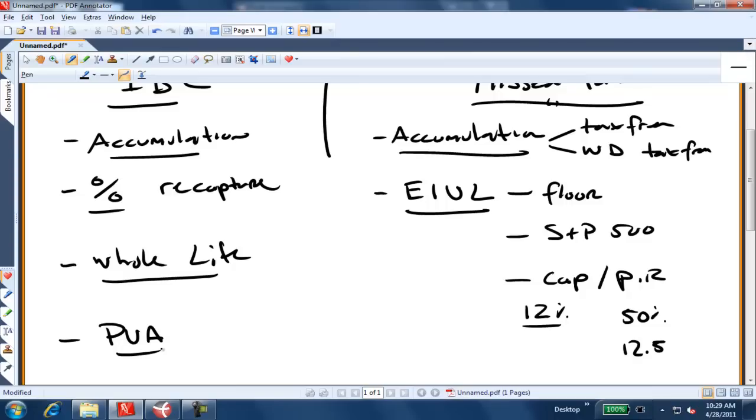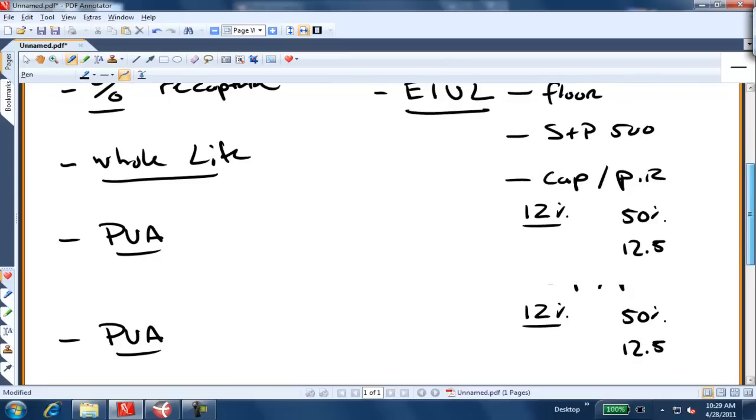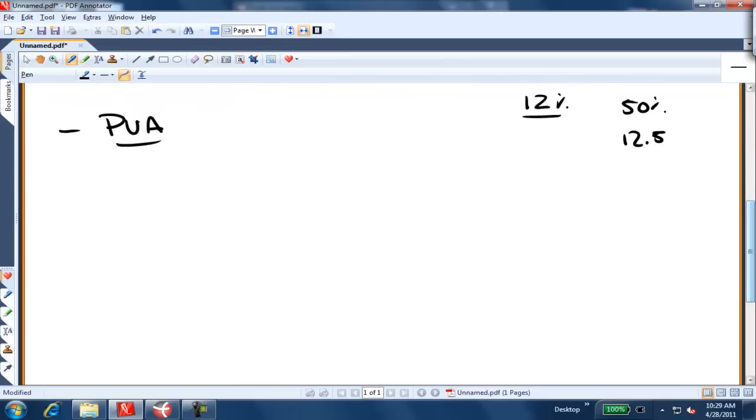So let's go ahead and start to illustrate exactly how these two products work. And in order to do this, I'm going to use a software system called Truth Concepts.